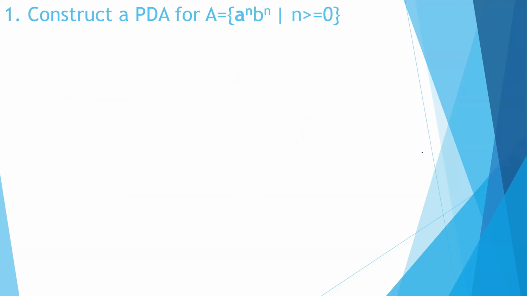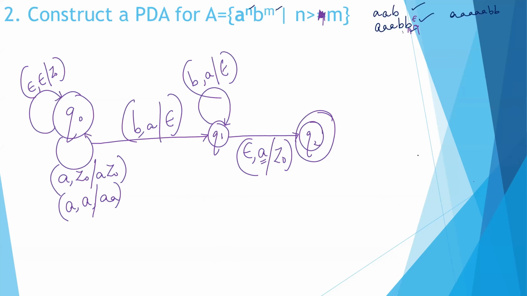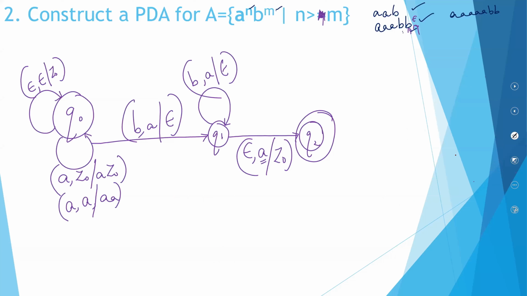Let us write the transition function for this particular PDA. I'll show you how to write it. You can write it even for the previous one. So now let's see how you will write the transition function delta.